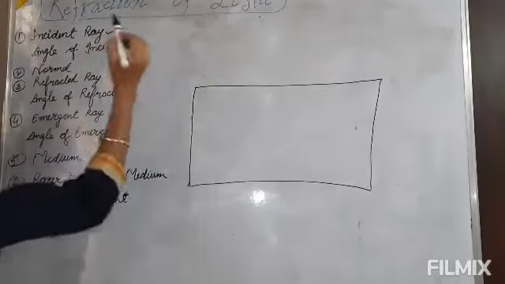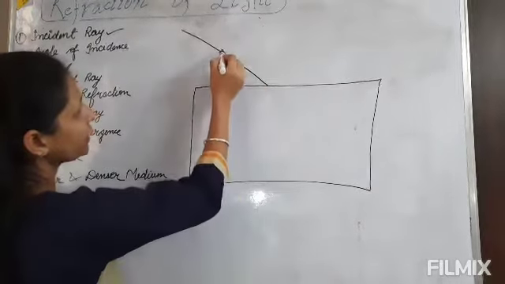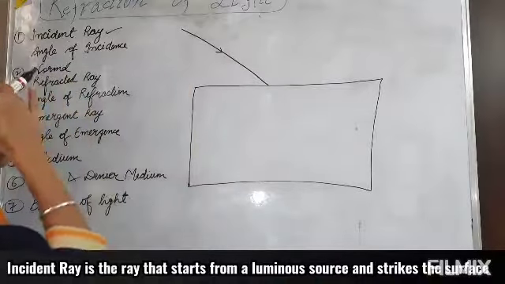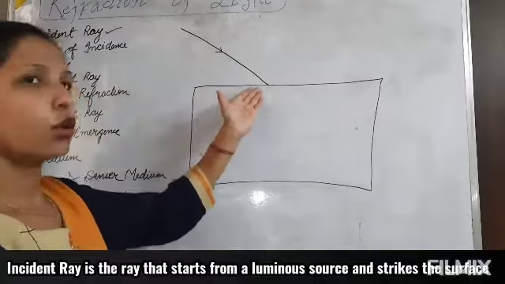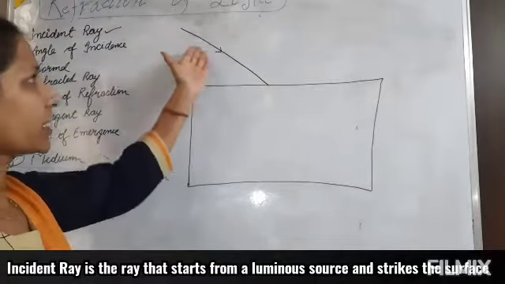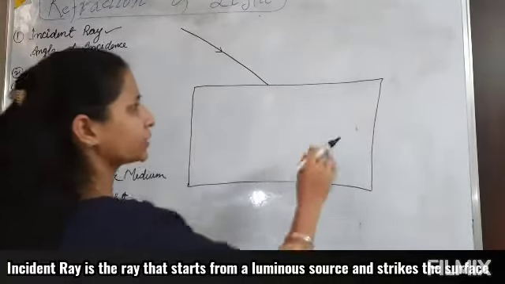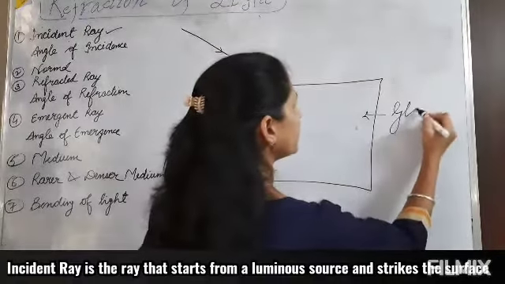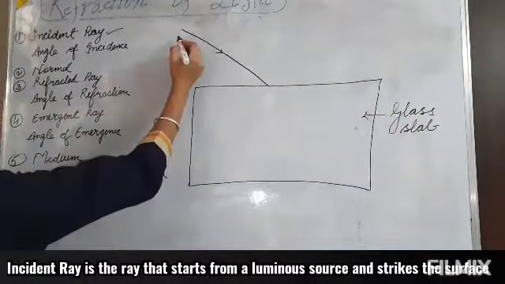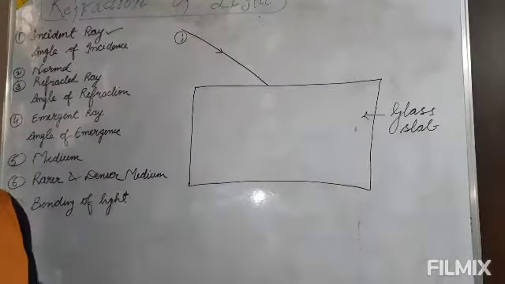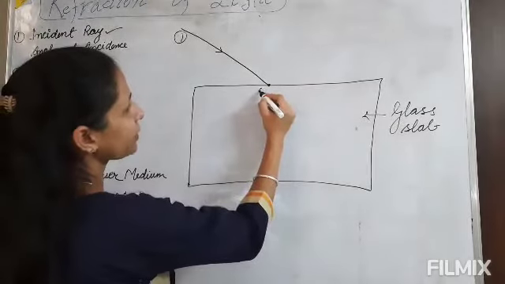First term is incident ray. Incident ray always falls obliquely on a surface. Refraction takes place when an incident ray falls obliquely, means incident ray टेढ़ी डायरेक्शन में इस सरफेस पर स्ट्राइक करेगी. This is our glass slab. This is our incident ray. इंसिडेंट रे जिस पॉइंट पर स्ट्राइक की, let us name it as O.